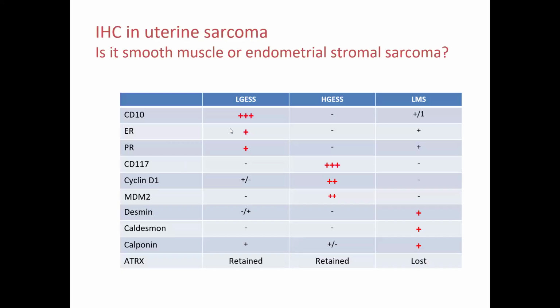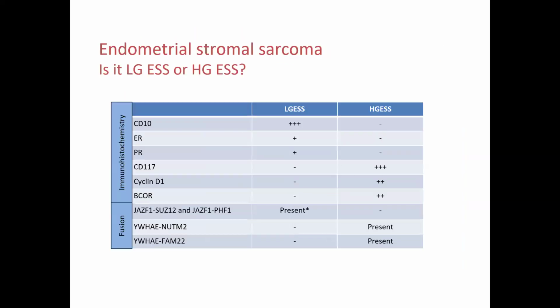And here is a nice table to differentiate low-grade from high-grade ESS. High-grade ESS is notorious for, as I said, CD117 positivity. It is also notorious for cyclin D1, MDM2, and BCOR, which can help you differentiate the two. The myogenic markers are only focal here, but they are more in the leiomyosarcoma. And as I showed you, the ATRX is lost in leiomyosarcoma, which would be helpful in your diagnosis.